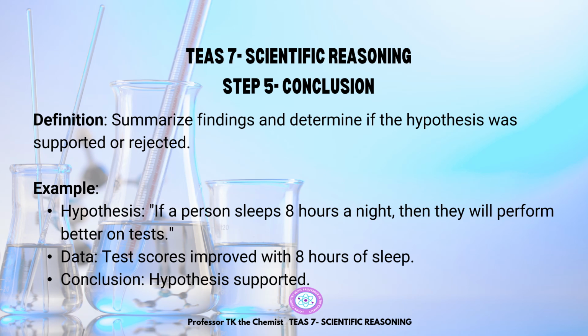And step 5, conclusion. This is where you summarize your findings and determine if the hypothesis was supported or rejected. So here are some examples. Your hypothesis could be something like, if a person sleeps 8 hours a night, then they will perform better on tests. The data would show test scores improved with 8 hours of sleep. You could conclude that the hypothesis was supported.